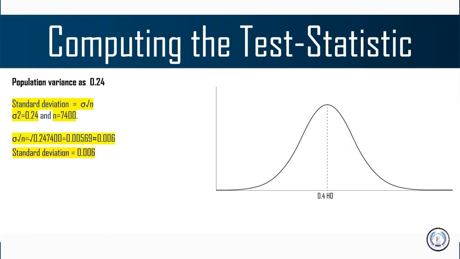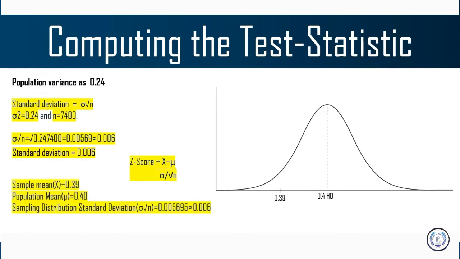Now let's go ahead and calculate the test statistic for the sample, which will be its Z score. The Z score, as you know, can be calculated by the following formula, that is x minus mu by sigma by root n. Now for the given problem, we have the parameters as follows. The sample mean is 0.39, the population mean is 0.40, as claimed by the project manager, and the sampling distribution standard deviation we have got is 0.006.